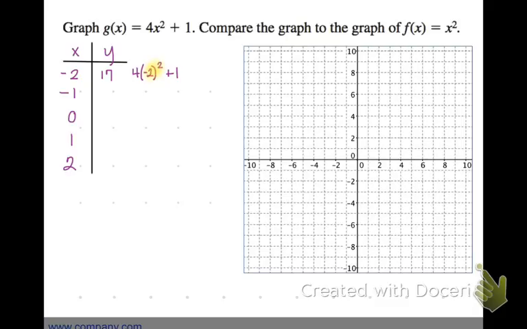That's how I'm going to get all of these values. So I'm going to go ahead and fill in the rest. So you can see I ended up with some big numbers for my y values, those 17s. Those aren't going to fit on my graph. That's okay. But that does give us an idea of how steep the sides are going to be.